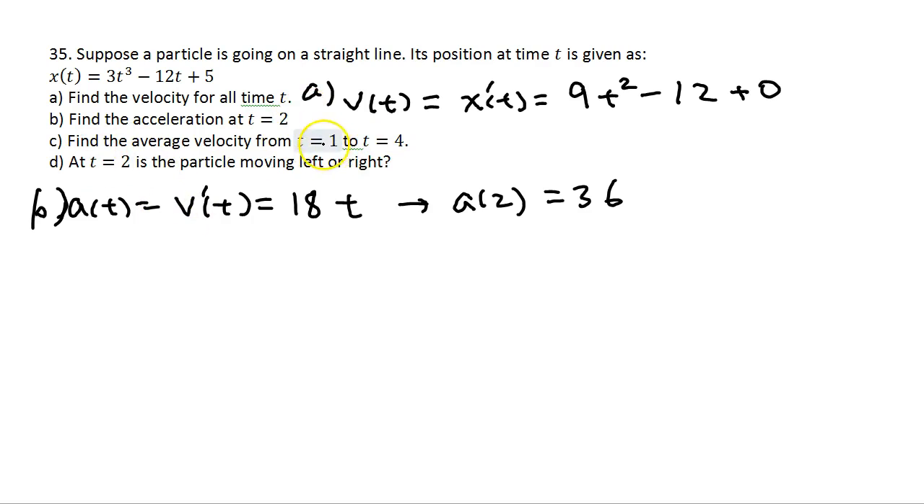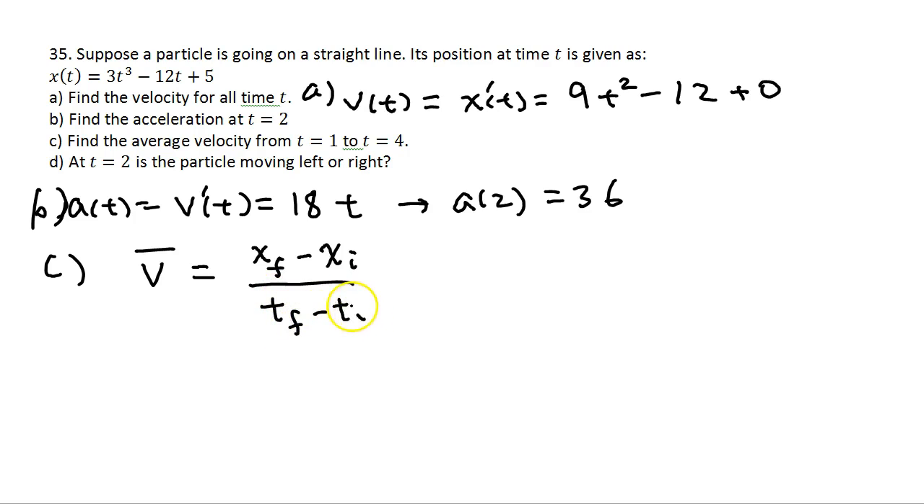Find the average velocity from t equals 1 to t equals 4. Okay. What is the average velocity? That's the final position minus the initial position, over the final time minus the initial time. Now, rather than trying to memorize this complicated formula, you should really think of this as change of x, change of the position over change of time. That's the average velocity.